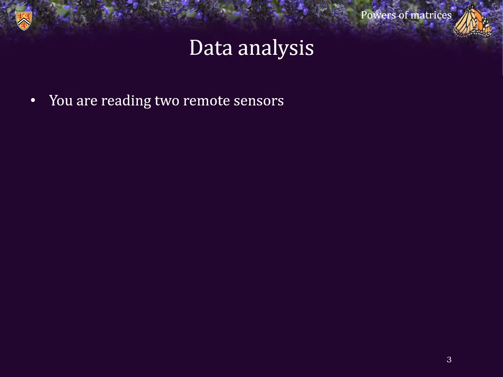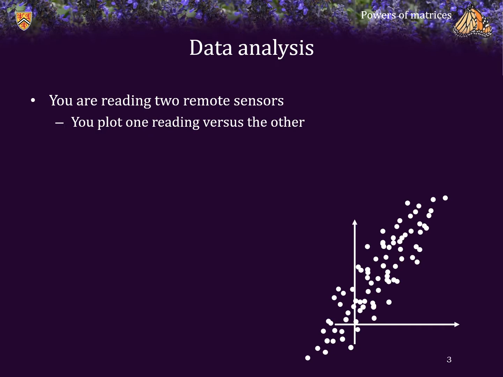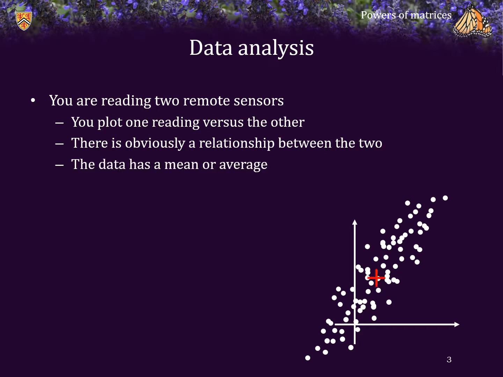All right, suppose you are reading two separate remote sensors. You plot one reading versus the other. Now, in this example, it appears as if there is some sort of relationship between the two readings. So, if there is a relationship, can we somehow describe it? First of all, we note that these readings do have a mean or an average. And again, that can just be calculated by summing all of the points as vectors and then dividing by the number of points. That would give us the point shown with the cross indicating the average of these values.